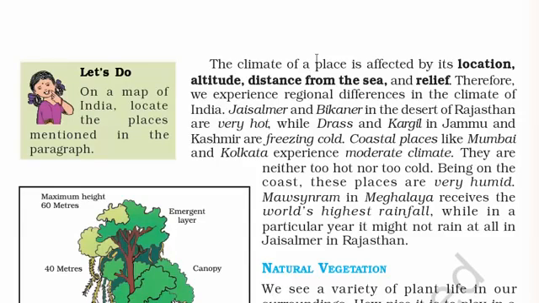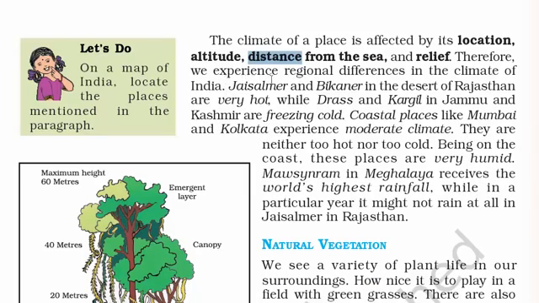Remember that. Coming to page 3, the climate of a place is affected by its location, altitude, distance from the sea and relief. So these are the 4 reasons which determine the climate of a place. And that is also the reason behind regional differences in the climate of India. For example, Jaisalmer and Bikaner, both of them are in Rajasthan, they are very hot, while Dras and Kargil in Jammu and Kashmir, they are freezing cold.